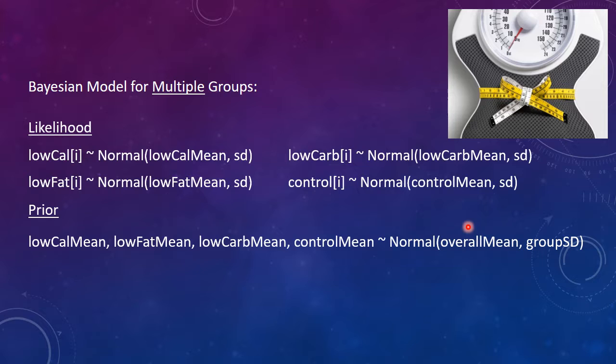What values do we use for the overall mean and variability between groups? Well, we don't really know offhand. We'll have to estimate those from the data, which means that they will need their own prior distributions in our model.